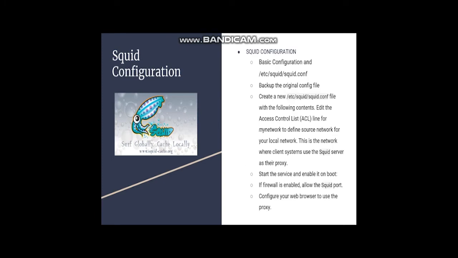Here's a list of steps to do a basic configuration of a Squid proxy and establish a connection. As you can see, it's not a long list and only requires 5 steps. Backing up the original config file, creating a new config file and editing the access control list, starting and enabling the service on boot up, allowing the Squid port in your firewall, and finally, enabling your web browser to use the proxy.